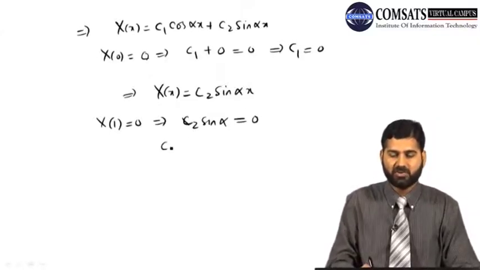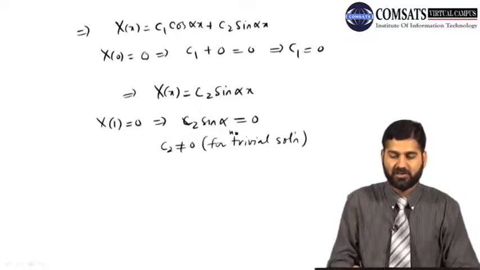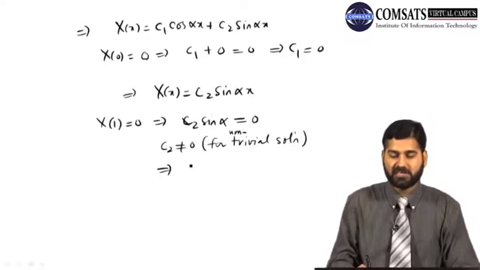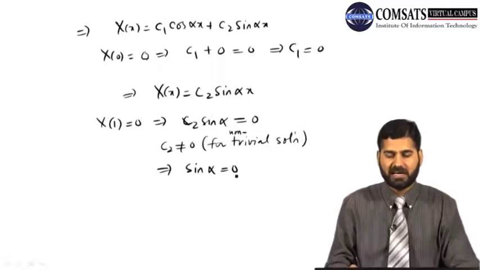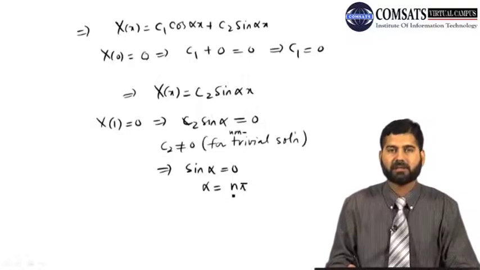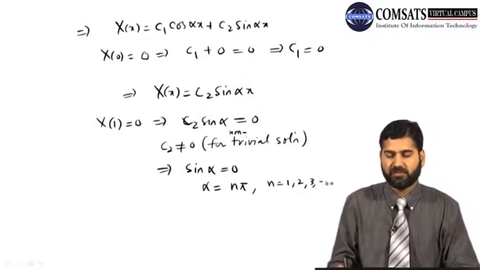Now again C2 cannot be equal to 0 for a non-trivial solution. Again I am trying my best to get a non-trivial solution. So for non-trivial solutions, it's important that C2 has to be non-zero. So if C2 is non-zero, then sine alpha has to be equal to 0, and this is possible, no problem. Sine alpha can be 0 when alpha is n pi, where n is 1, 2, 3, and so on.